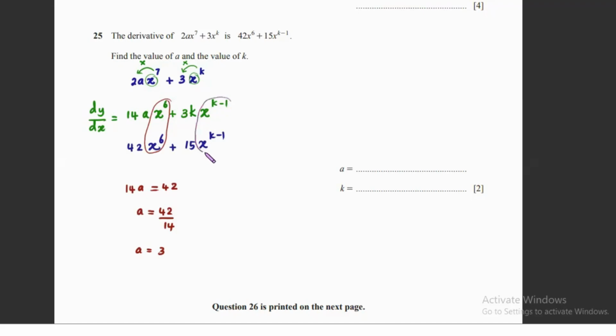I can do the same thing with the other side as well. So they both have x to the power k minus 1 in common, which means this 3k is equal to 15. So if I'm to find what k is, I need to divide this 15 by 3, which gives us a 5. So I now know the value of a, which is 3, and the value of k, which is 5.